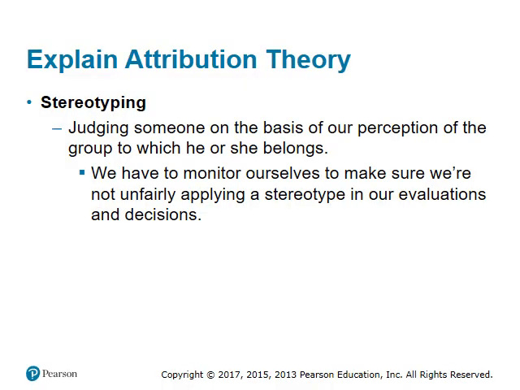Stereotyping is a fourth shortcut wherein we judge someone on the basis of our perception of the group to which he or she belongs. Generalization is not without its advantages. It is a means of simplifying a complex world, and it permits us to maintain consistency. The problem, of course, is when we inaccurately stereotype. We have to monitor ourselves to make sure we're not unfairly applying a stereotype in our evaluations and our decisions.